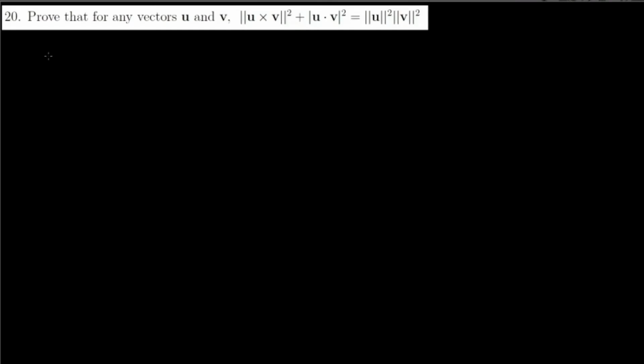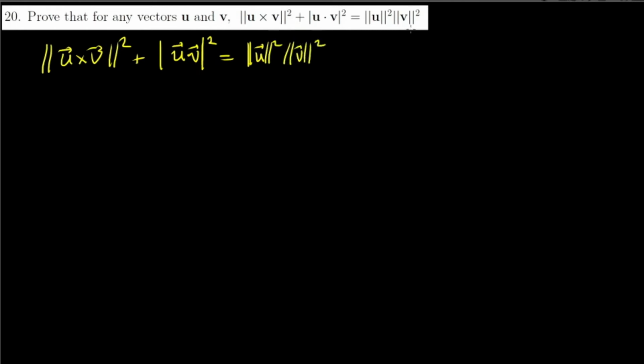Right, so not a lot of proofs on the test, but that said, this one I think is fairly routine if you remember. So we're trying to prove the following formula here. Let me write it. The magnitude of u cross v squared plus the absolute value of u dot v squared. Remember, u dot v is a scalar, so there's no magnitude around that. That's equal to the magnitude of u squared times the magnitude of v squared. And there's a really easy way to do it.